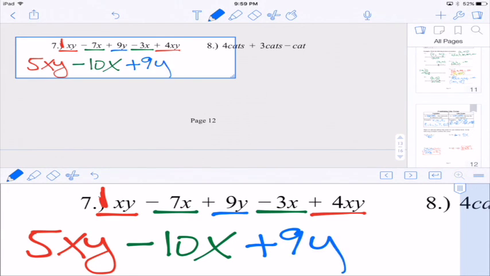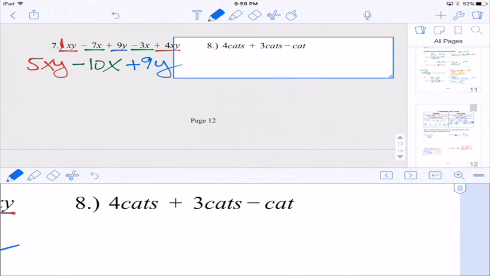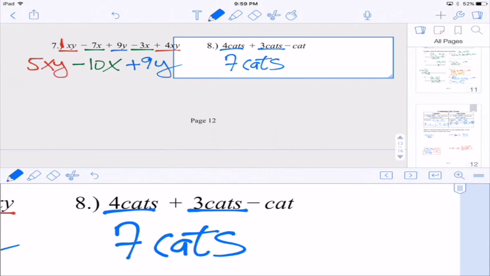And last, we have cats and cats. Notice this is cat. In algebra terms, cat does not combine with cats because these are 4 letters and that cat is only 3 letters. So technically that's not a like term. So we have 4 cats plus 3 cats is 7 cats. And then we could say minus cat. Notice how they're not the same. This is cats. This is only singular cat.